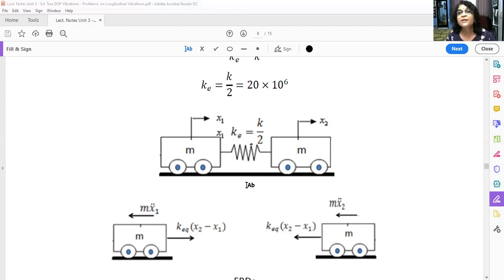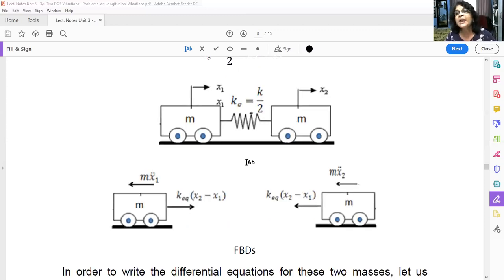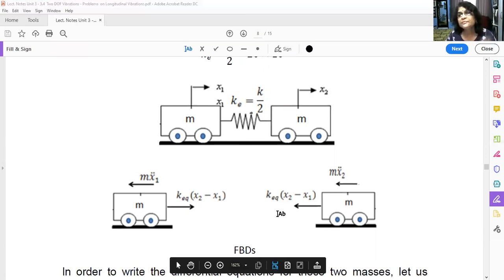Now before drawing the free body diagram, I have to assume whether x1 is greater than x2 or x2 is greater than x1. So what I have assumed here is x2 greater than x1. That means first I have to show the spring force on this mass. As this mass is moving towards right, the spring force will be towards left. And what is its magnitude? K equivalent into x2 minus x1. The same force will be acting on this mass but in the opposite direction.